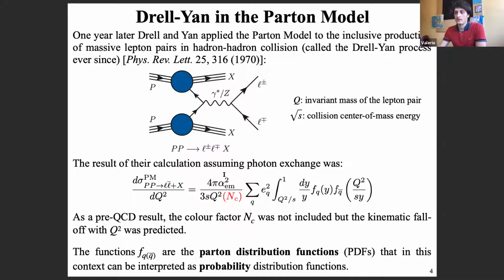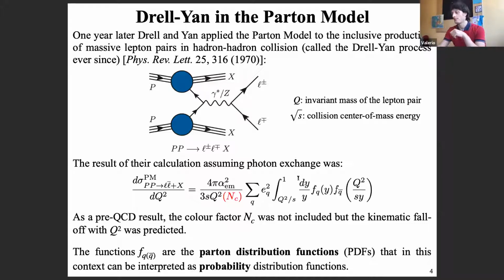First of all, something I would like to stress is that they computed the prefactor, but they didn't have a color factor that has to be in the denominator here. The reason was that QCD back then wasn't known, so they couldn't really have this factor there. So this was already something that would make the parton model easy to compare to data.